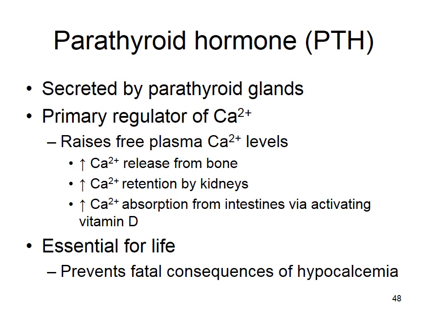So parathyroid hormone is a peptide hormone, and it is the primary regulator of blood calcium levels. In response to a decrease in blood calcium, parathyroid hormone gets released, and then it causes an increase in plasma calcium levels by causing an increase in calcium release from the bone. So it inhibits osteoblasts and instead activates osteoclasts. So it's going to cause calcium release from bone. It's going to tell your kidneys to reabsorb more calcium.